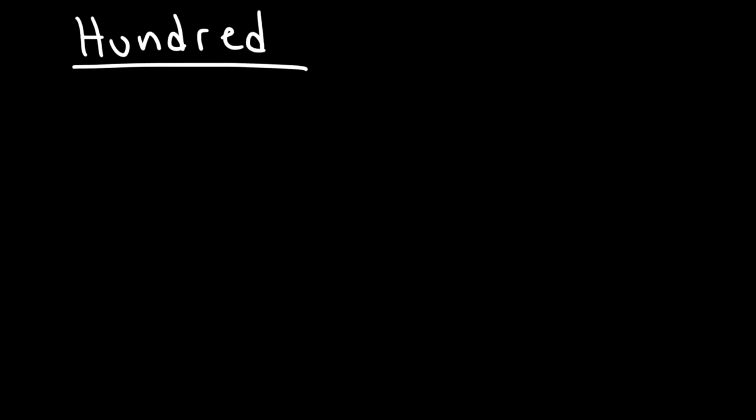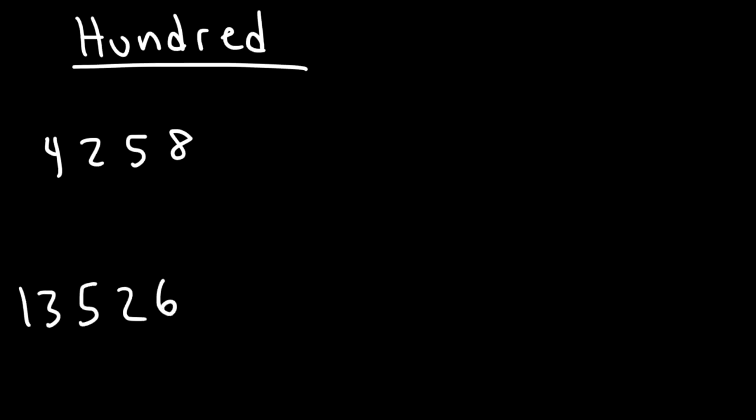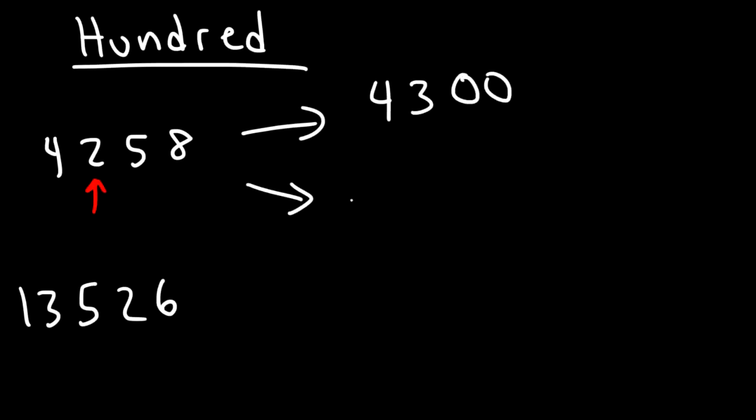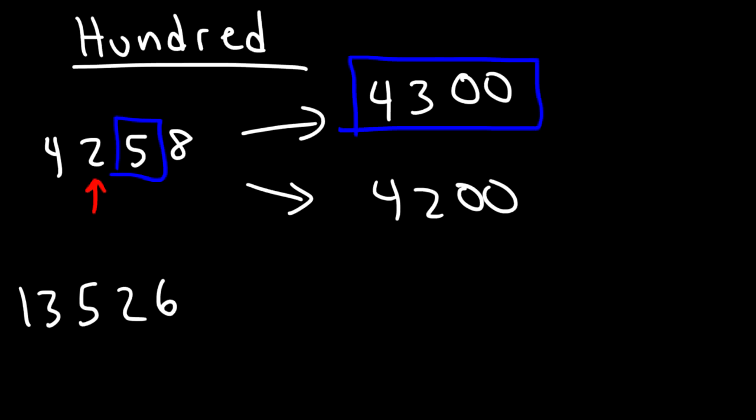For the sake of practice, try these two examples. 4,258, and let's say 13,526. So round these two numbers to the nearest 100. So this is the hundreds place. We need to either round it up to a 3 followed by 2 zeros, or round it down to a 2 followed by 2 zeros. So looking at the next number, it's 5 or more, which means we're going to round it up to 4,300.